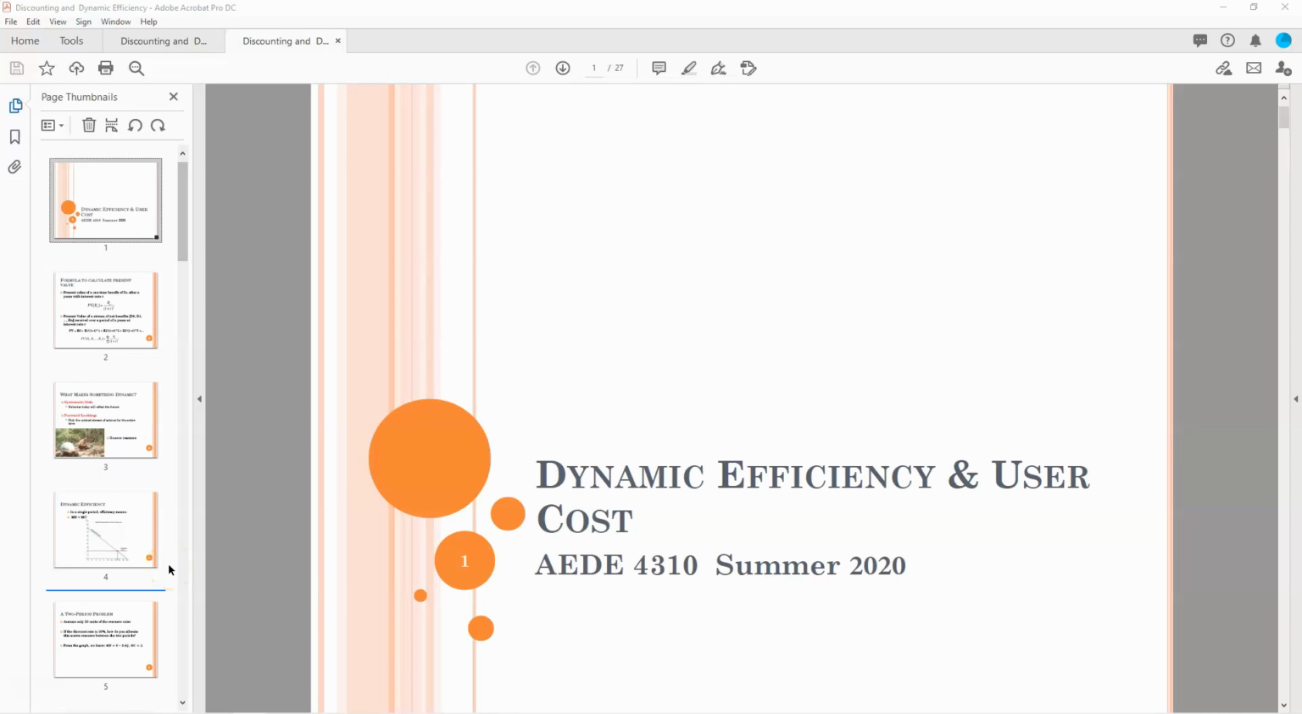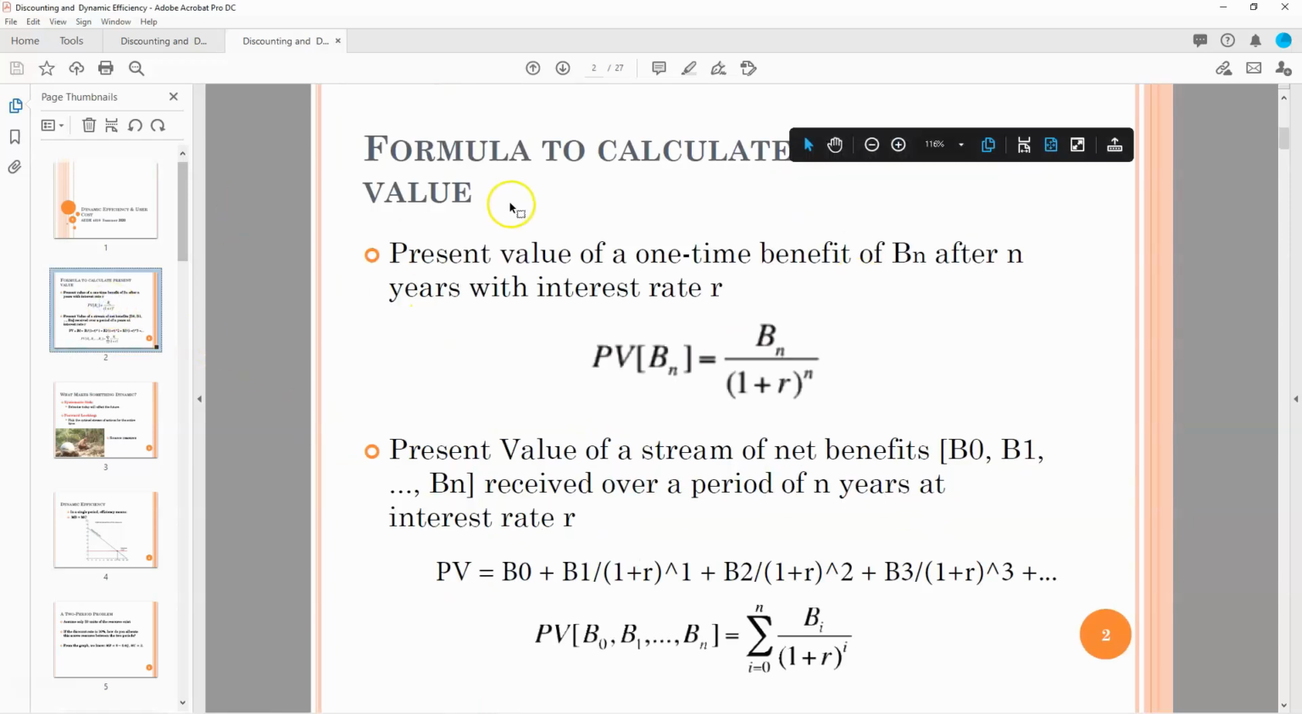Hi everyone. In this video, we will continue to talk about dynamic efficiency, and we will introduce a new concept, user cost. Before we jump to that, we first review the materials in the last video.